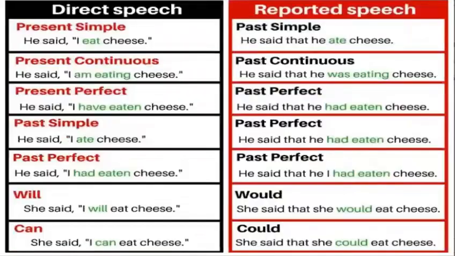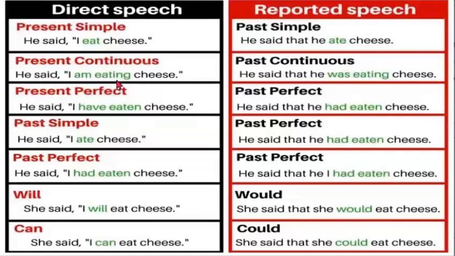Also, you have to change the tense of the sentence. For example, if the simple present is used in a sentence, for example, he said, I eat cheese. You have to change the present simple into past simple. He said that he ate cheese. Have a look at the green words. Here is eat. We change it into past simple, ate. Present continuous also is changed into past continuous.